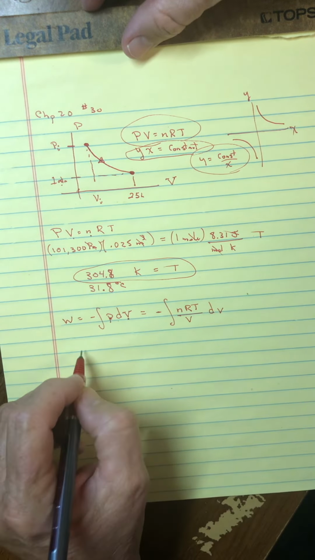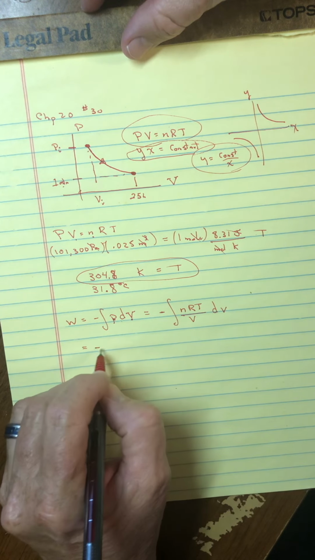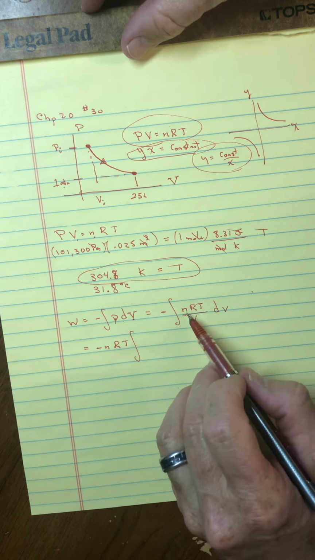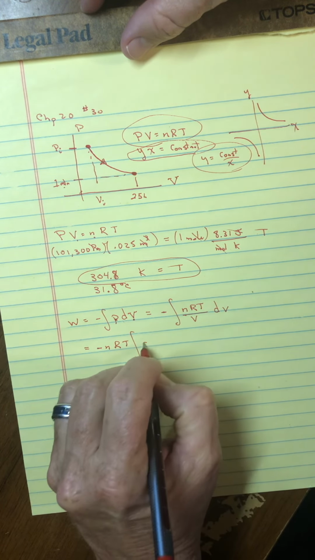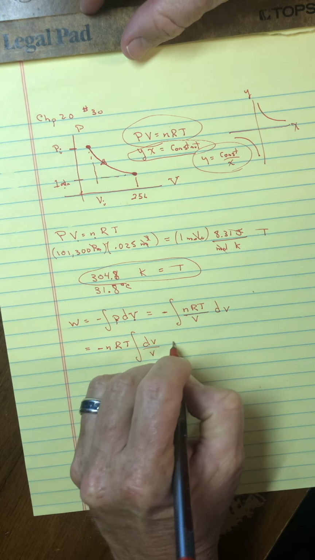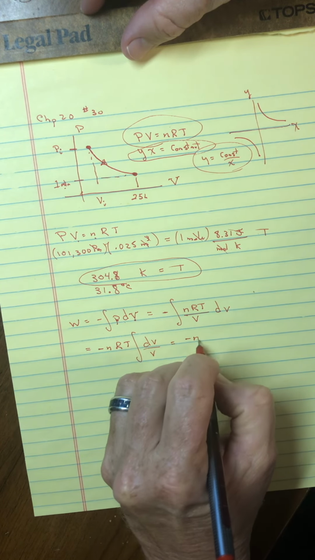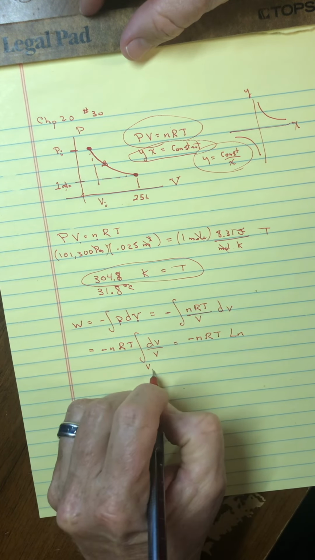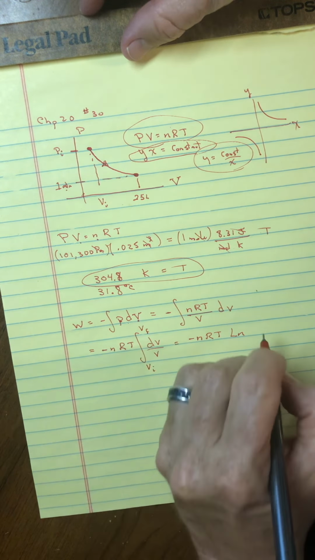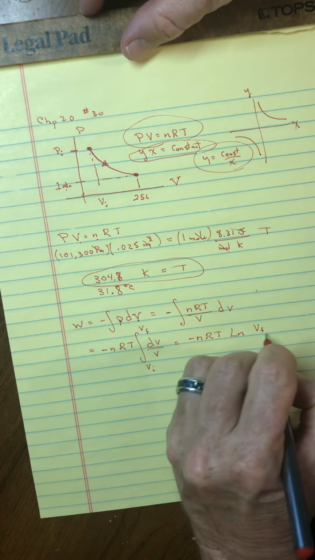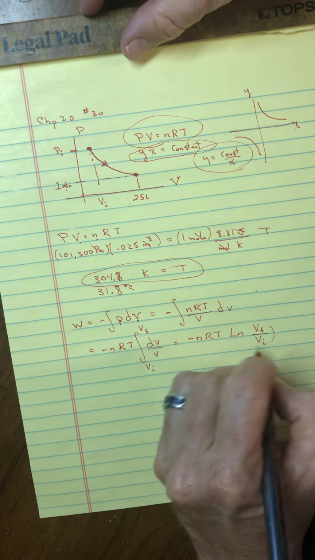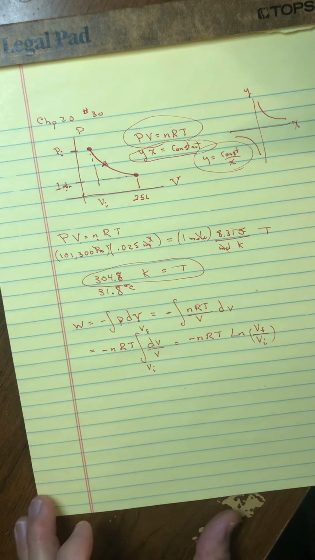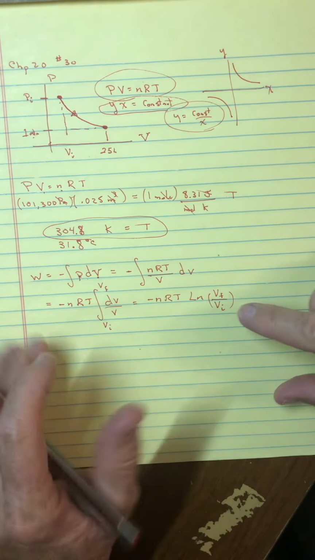And then, of course, recognizing that the temperature is a constant, and then obviously the number of moles and R is a constant, we just have an integral of dV over V, which comes out then to be a natural log. And if we do it from some initial volume to some final volume, we would have log of final over log of initial. Okay?